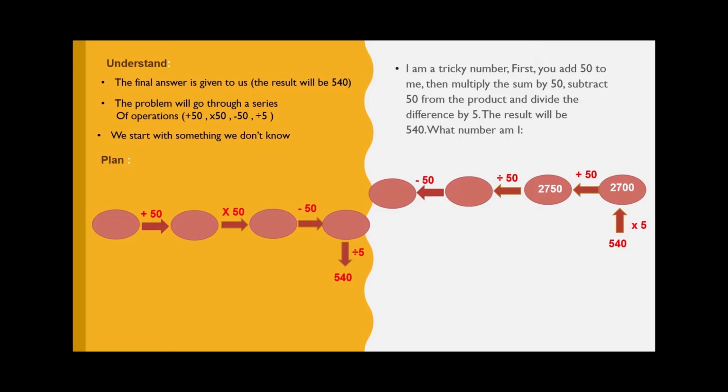2,750 divided by 50 is equal to 55. And 55 minus 50 is equal to 5. Let's check: 5 plus 50 equals 55. 55 multiplied by 50 equals 2,750. 2,750 minus 50 is equal to 2,700. 2,700 divided by 5 is equal to 540.